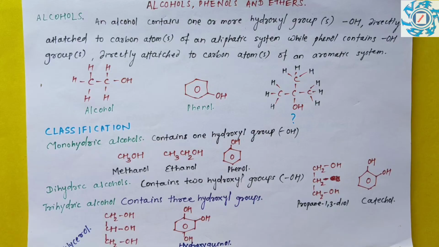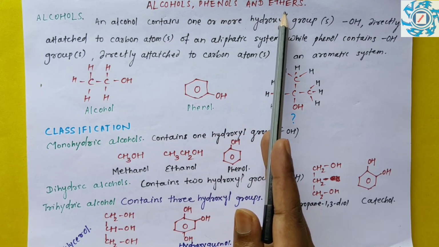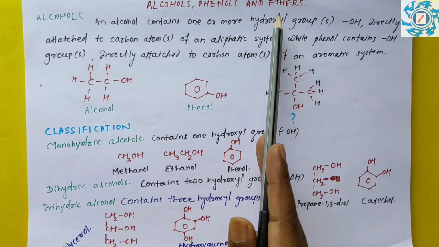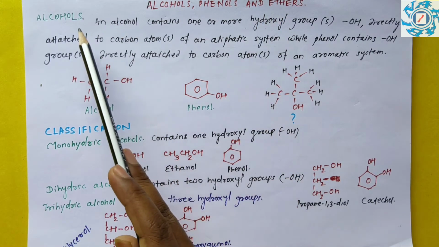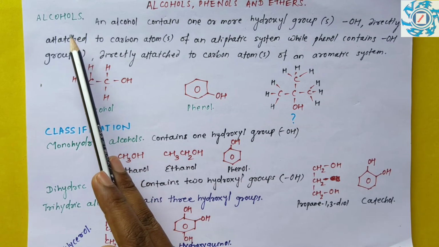Hello students, today we'll start a new chapter, alcohols, phenols and ethers. From class 10 and from class 11 you know that the functional group in case of alcohols is a hydroxyl group or OH. So let's discuss.